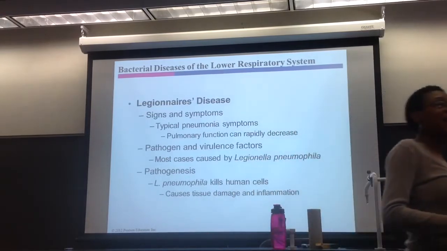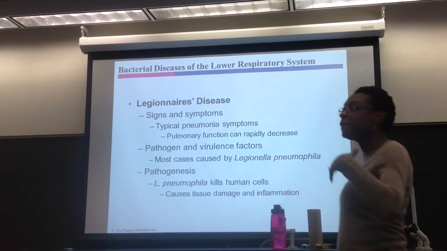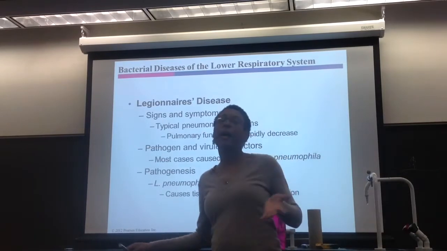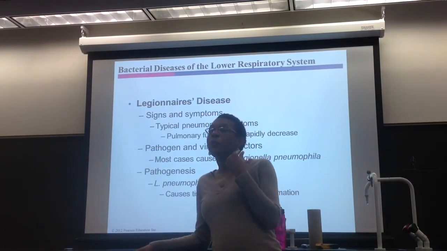Basically, in 1976, the nation's 200th anniversary, there were lots of parties going on. In Philadelphia, the American Legion Convention was meeting for the 4th of July. They went to a hotel in Philly. About 200 people got sick, and 29 died.